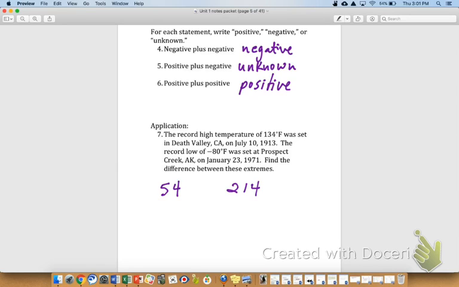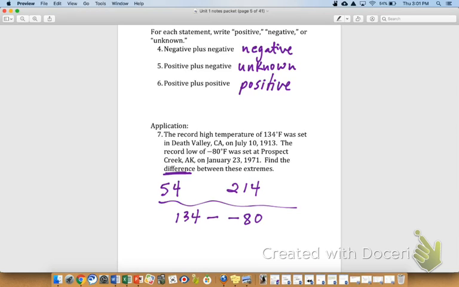So the key to getting this one nailed down is this word right here. What does the word difference mean in math? Do you know? Subtraction. Okay. So here's how I would actually do this. I would say 134, and I'm supposed to subtract these two numbers, right? I'm finding the difference between them. So it'd be 134 minus, the other temperature was negative 80.